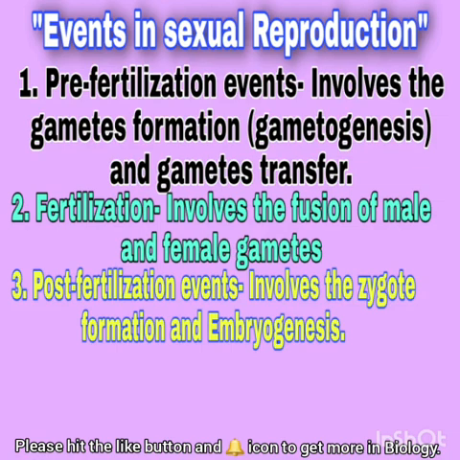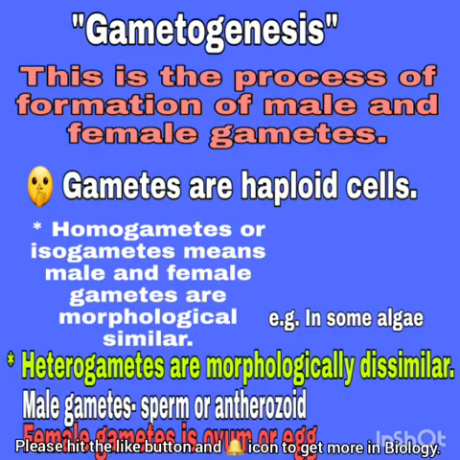Students, now I'm going to discuss the events in sexual reproduction. The first one is the pre-fertilization event, which involves gamete formation, that is gametogenesis, and gamete transfer. Second one is fertilization, which involves the fusion of male and female gametes. Third one is the post-fertilization event, which involves zygote formation and embryogenesis. So let's start with gametogenesis, my dear students.